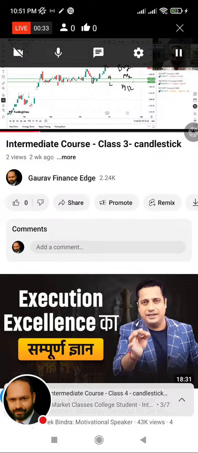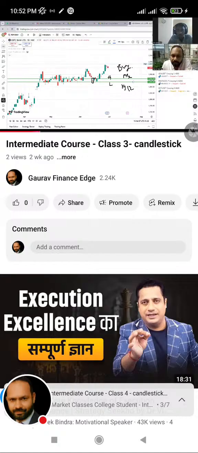So here you can see that once you take a buy trade, then it will start moving and your stop loss will be the low of this hammer. So this will be a stop loss, right? The low price of that hammer, which was 1912, correct? And what will be your target?